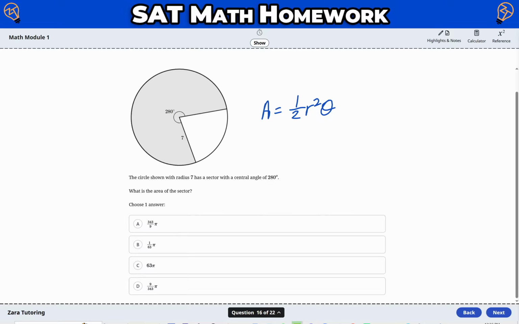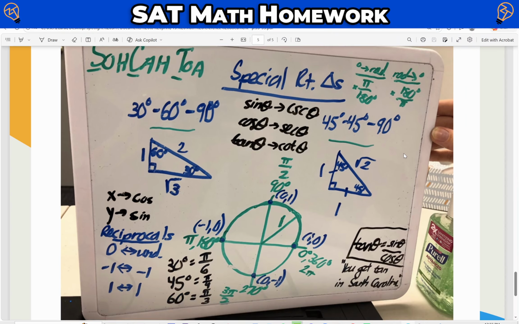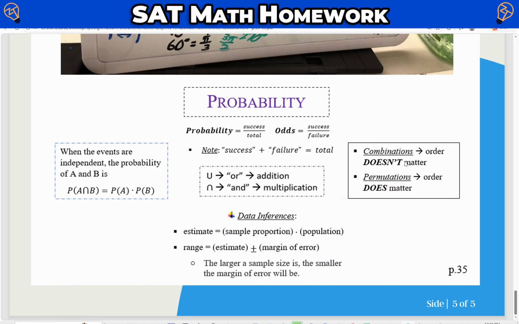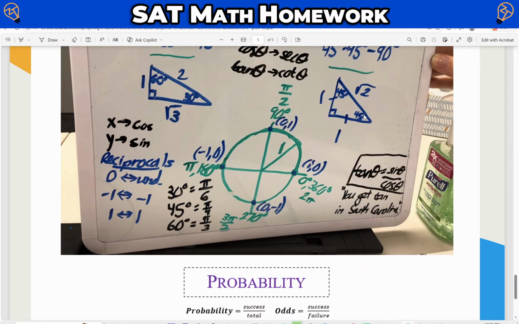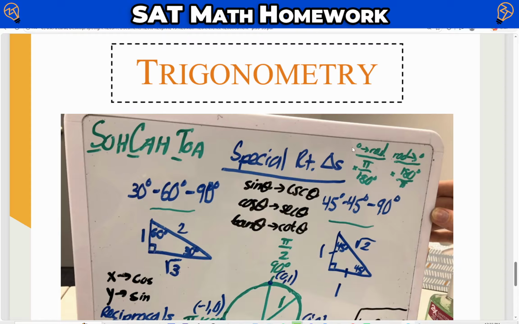So if you forget how to convert from degrees to radians or radians to degrees, you can go to page 35 of my math reference document. Specifically, this is side 5. And up here we have all things trig. Notice if you want to go from degrees to radians, you want to multiply by pi over 180, keeping in mind that pi has to do with radians, so you want that on top.